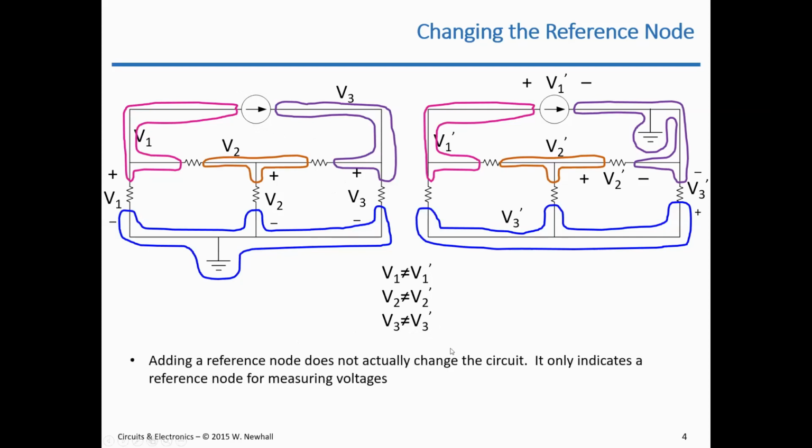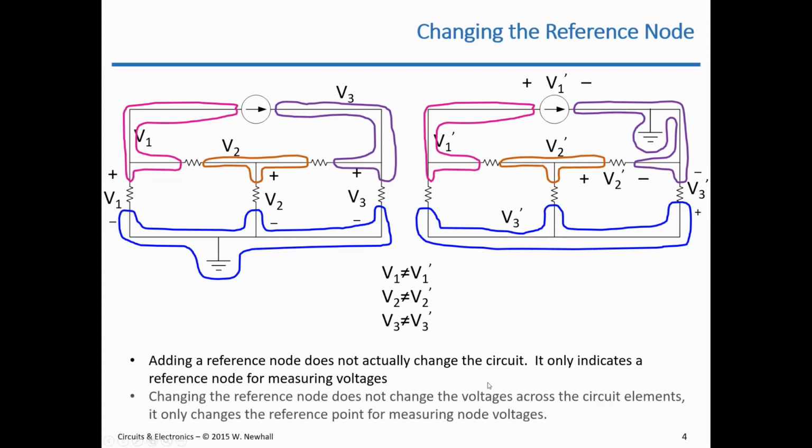So adding a reference node does not actually change the circuit. It only indicates what node you were using as a reference for measuring voltages, as the negative sign for your node voltages. And changing the reference node doesn't change voltages across these individual resistors. It doesn't change any currents through the circuit. It doesn't do anything. All it does is change where you're measuring or where you're defining voltages.